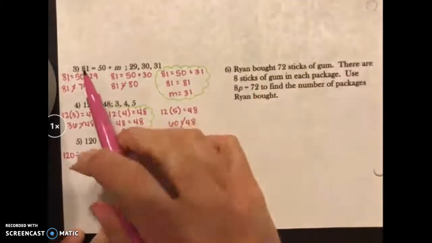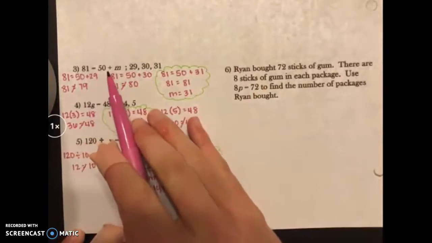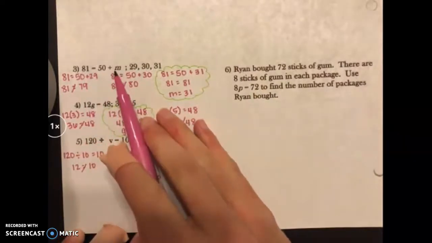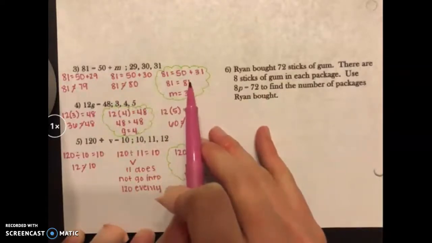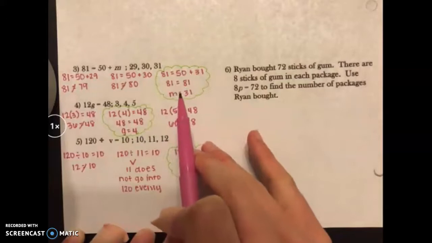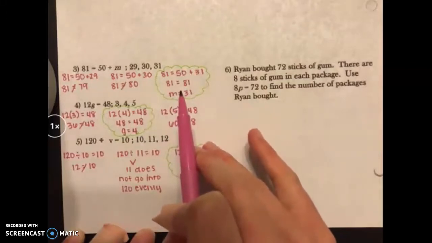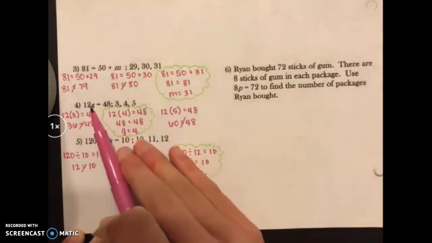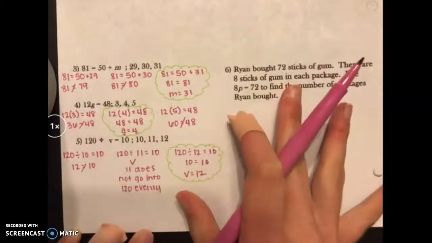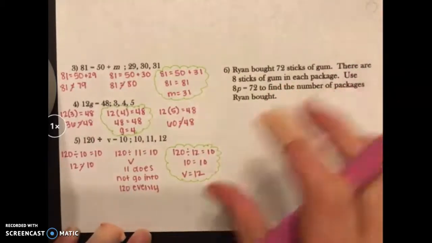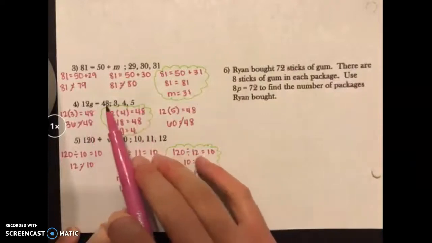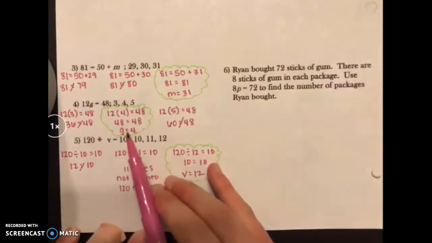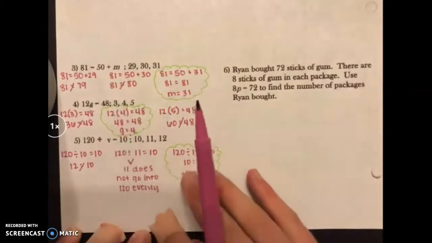Okay, so for number 3, we have 81 equals 50 plus M. So for M, we wanted to make sure that this was the correct solution. 50 plus 31 is the only one that's going to equal 81. So 81 is equal to 81. That means M could definitely be 31. That's the correct solution. For number 4, 12 next to G. Guys, what function is that? Multiply. So we're going to be multiplying 12 times one of these numbers to equal 48. 12 times 4 is what gives us 48, so 4 is our correct solution.